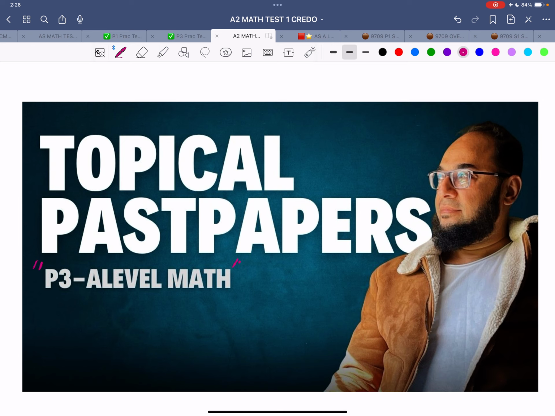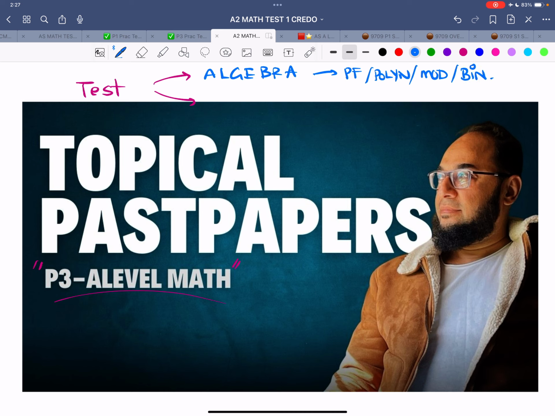So now in this particular video, it's about P3 and this is basically a test and we are looking at the solution. The test was on two particular topics. The first one is algebra, which includes partial fractions, polynomials, the modulus function, and what's the fourth one? That is binomial expansion. So these are the four subtopics of algebra.